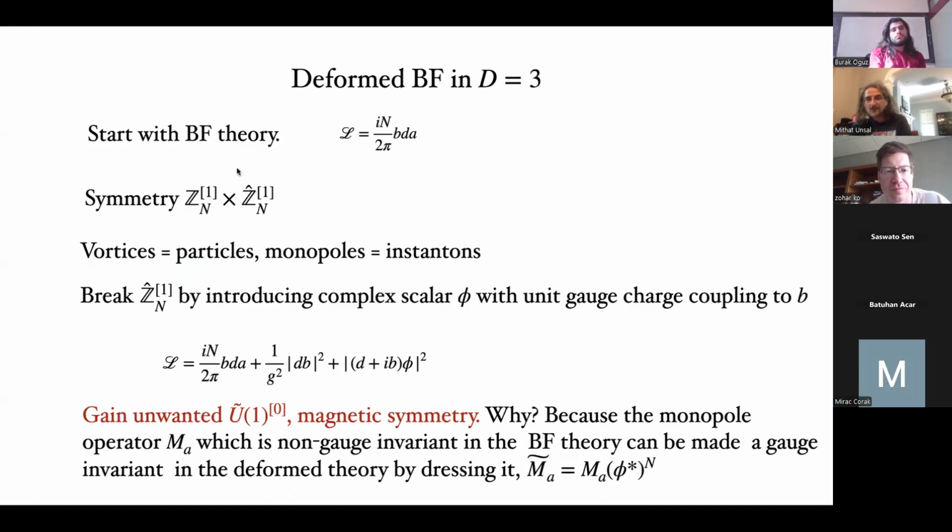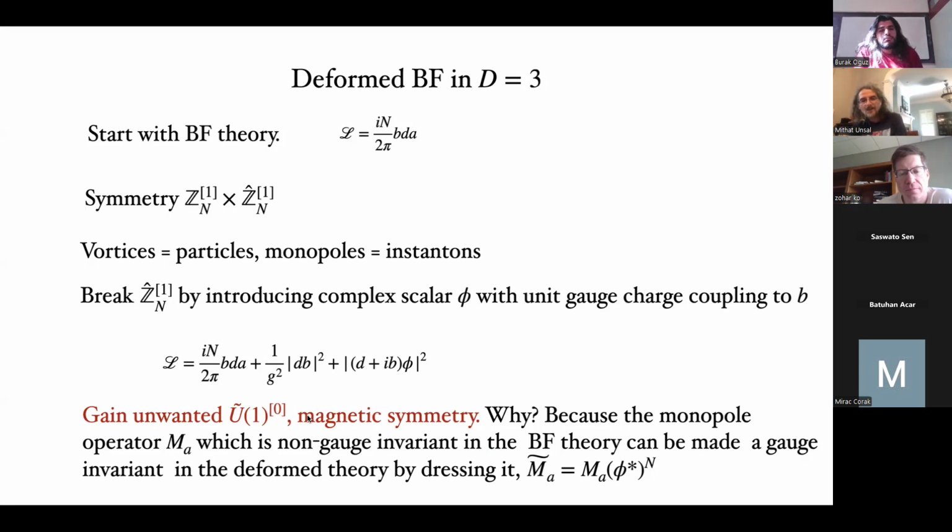Okay. Again, you start with BF theory, but now the symmetry is the usual one-form symmetry and this extra one-form symmetry. In this case, vortices are particles and monopoles are instantons, okay? So we want to break this Zn one-form symmetry, and to break it, we introduce a complex scalar with unit charge under this gauge field, okay? We introduce this. And we also write down a kinetic term. The kinetic term will nonetheless be generated. But you can show that when you do this, you gain a U1 zero-form symmetry.